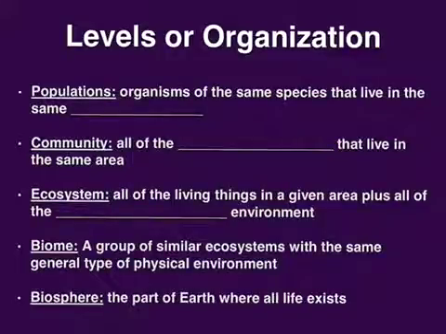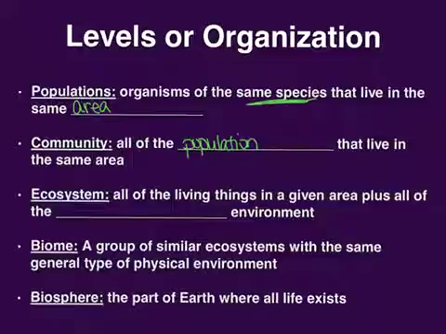And next would be populations. Populations are a group of organisms of the same species that live in the same geographical area. A community then is all of the different populations that live together in the same area. Then an ecosystem takes all of the communities plus the non-living environment, so like the rocks, the water, the weather. And that all gets grouped into a biome, or a group of similar ecosystems.